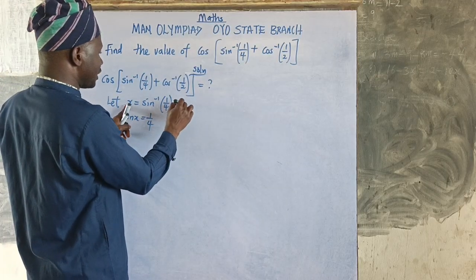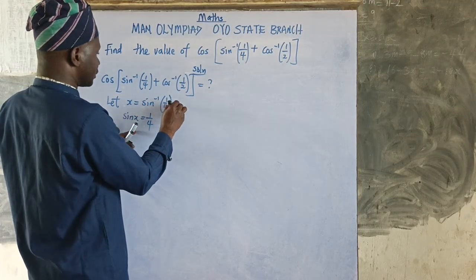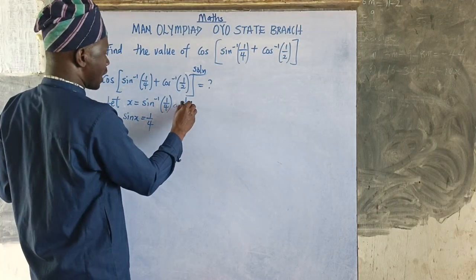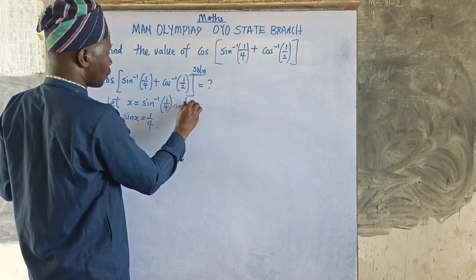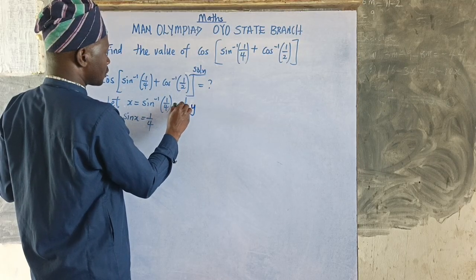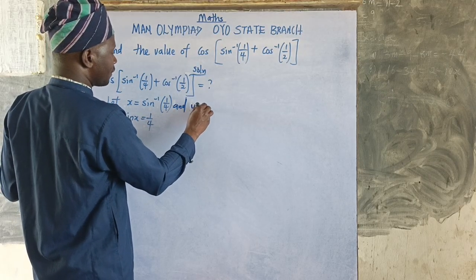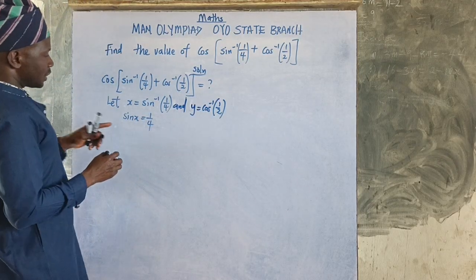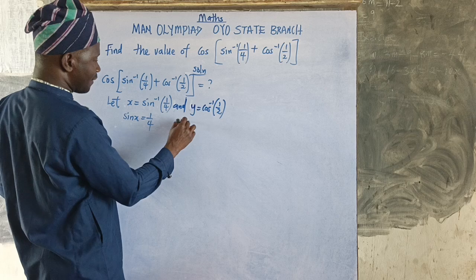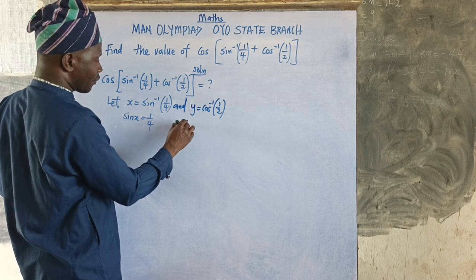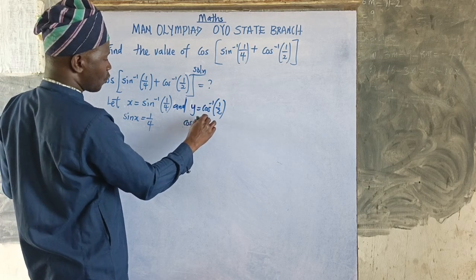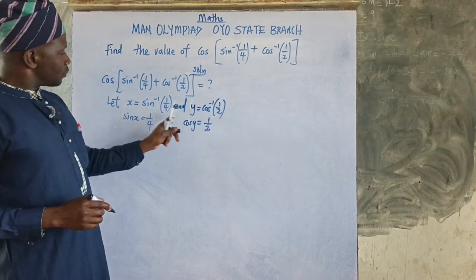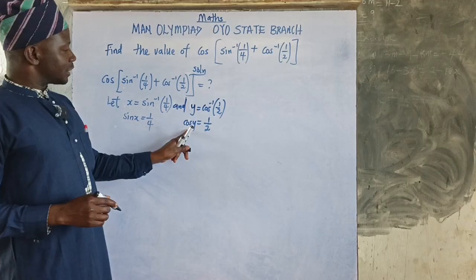The same thing applies, and we are going to use y to represent this value here. Let y equal the inverse of cos 1 over 2, or the arc cos of 1 over 2. Now in that case, we have cos y equal to 1 over 2. What applies here also applies here.